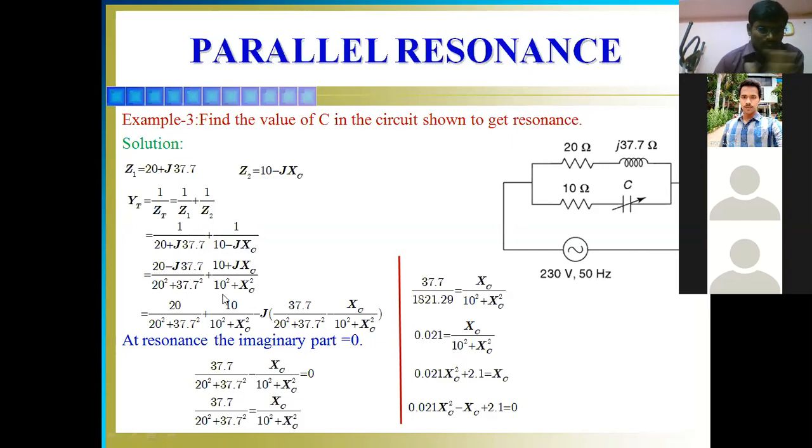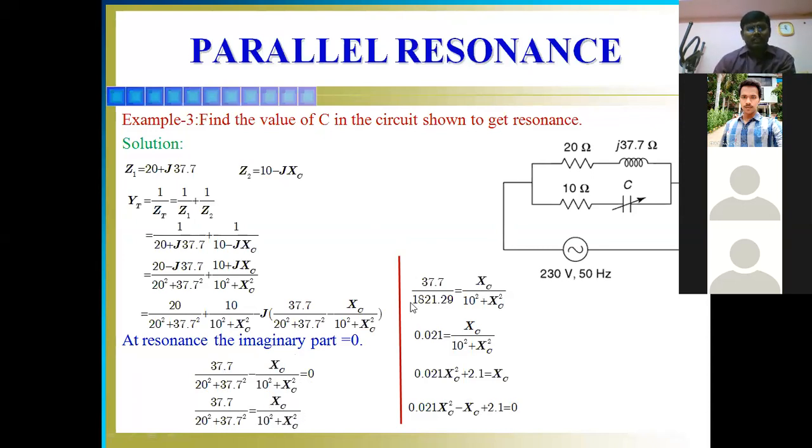Don't worry about the understanding. It is just the procedure we followed for the last two or three problems. But here there are numerics; earlier there were variables, nothing different. Separate real and imaginary parts, and at resonance the imaginary part is equal to 0. So take the imaginary part: 37.7 by (20 square plus 37.7 square) minus XC by (10 square plus XC square). From this, 37.7 by (20 square plus 37.7 square) is equal to XC by (10 square plus XC square).